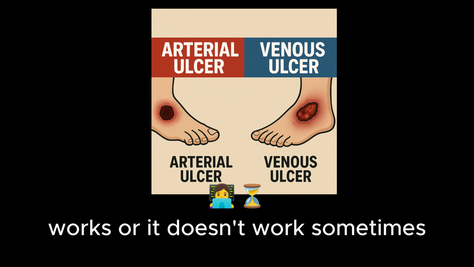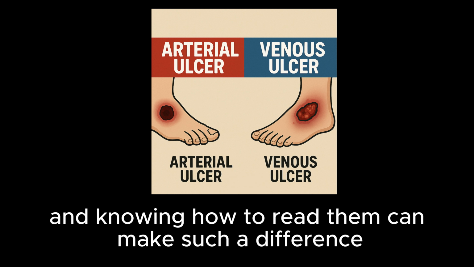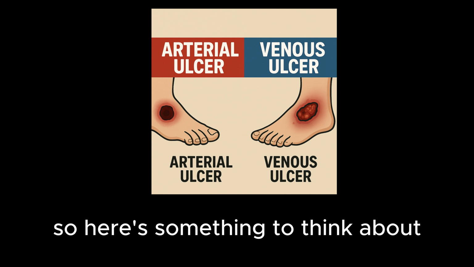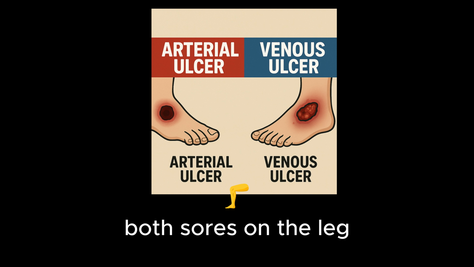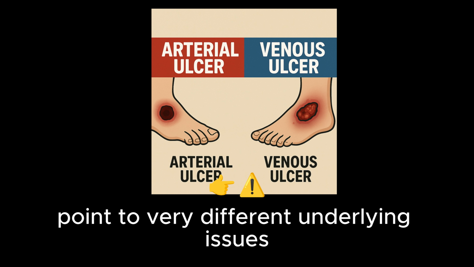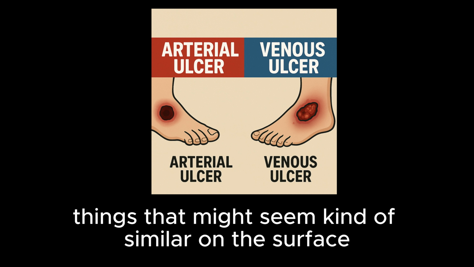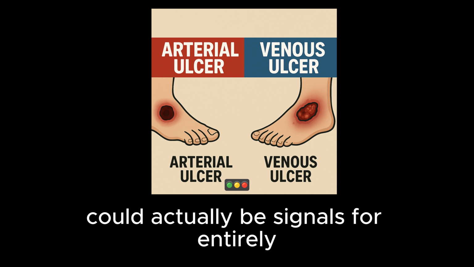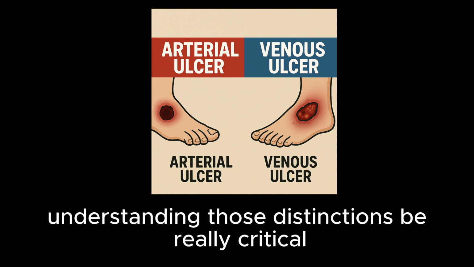Or doesn't work sometimes. It really shows how the body sends out these signals, these clues, and knowing how to read them can make such a difference. So here's something to think about. We've seen how these two types of ulcers, both sores on the leg, point to very different underlying issues. What other subtle signs or symptoms in the body, things that might seem kind of similar on the surface, could actually be signals for entirely different root causes? And, maybe more importantly, why might understanding those distinctions be really critical?